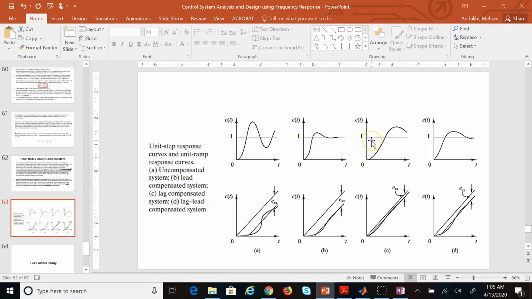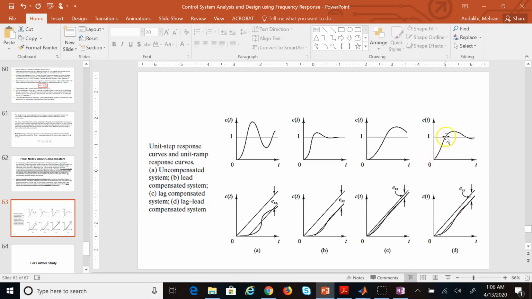Now if you do lag, it kind of does the opposite. You see here that actually it made the transient response worse. You see that the oscillations are now slower and the settling time is even worse than the original one. But look at your steady state error. It is significantly reduced. And if you want everything with some compromise, you go with lag-lead or lead-lag.